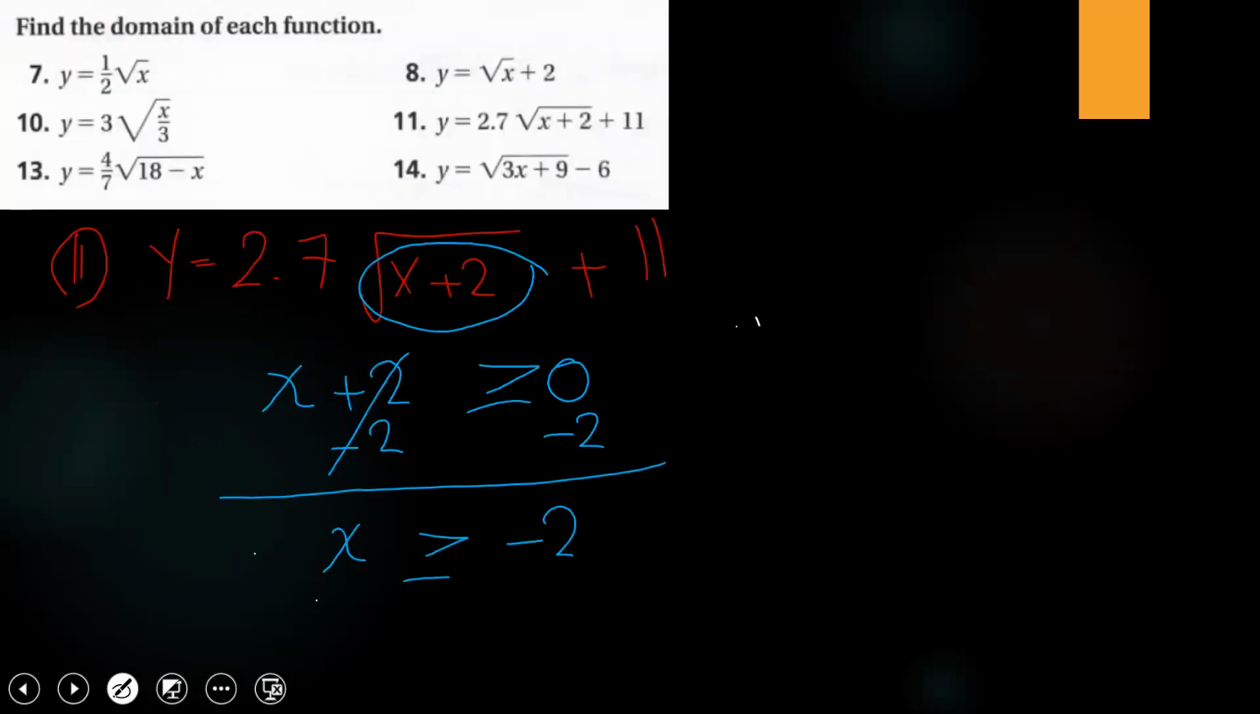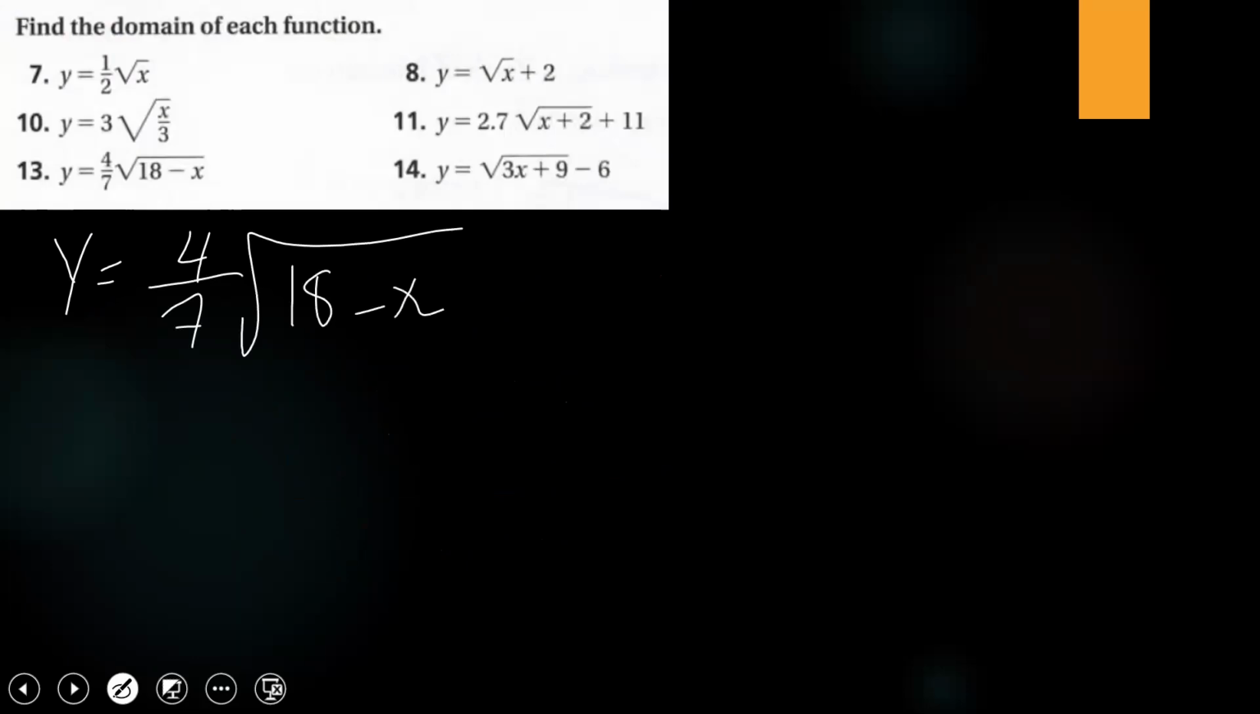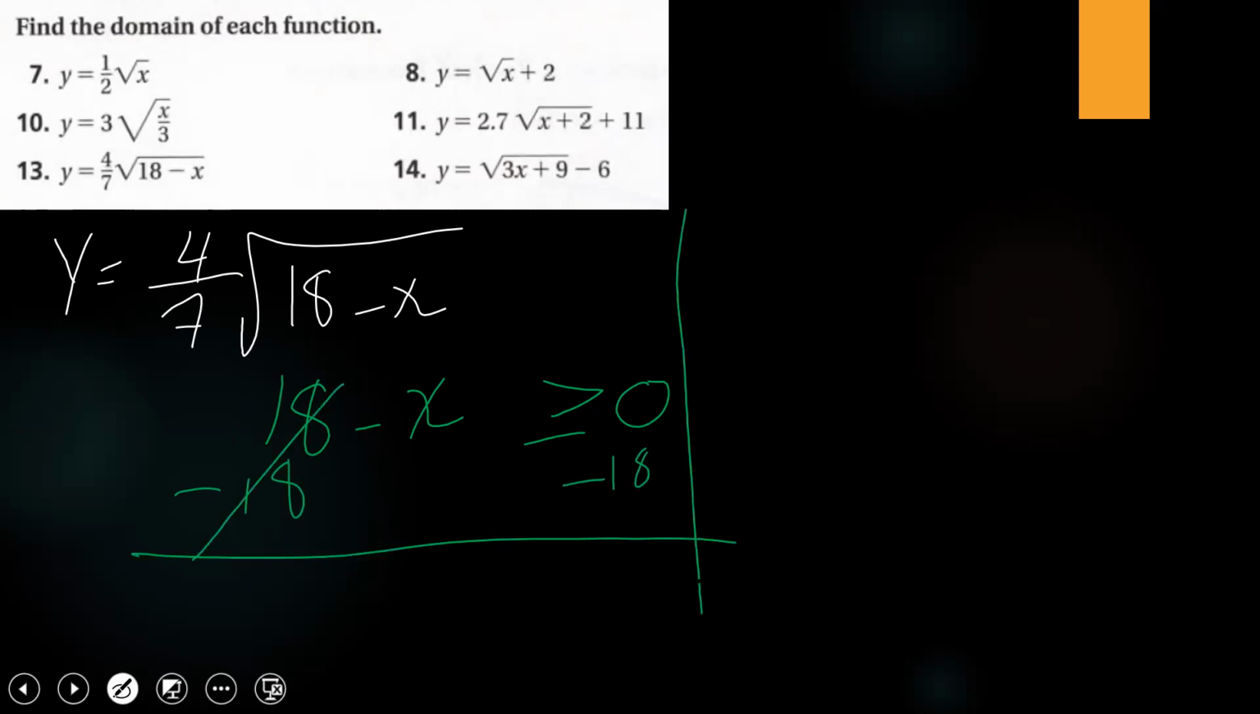Look at number 13. Here we have 4 over 7 square root of 18 minus x. Now, which number is under the square root? 18 minus x. So 18 minus x must be greater than or equal 0. Then minus 18, minus 18. What do we have now? We have negative x greater than or equal negative 18. Right? Divide by negative.